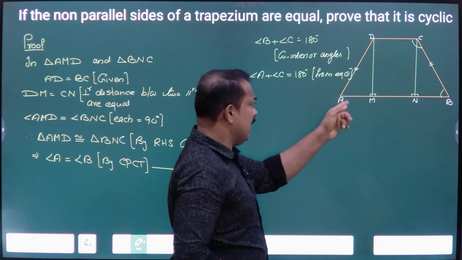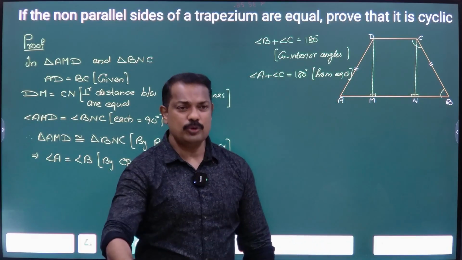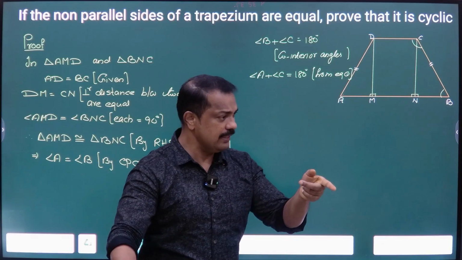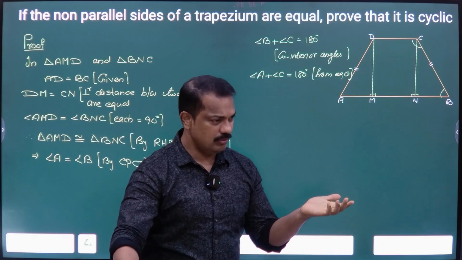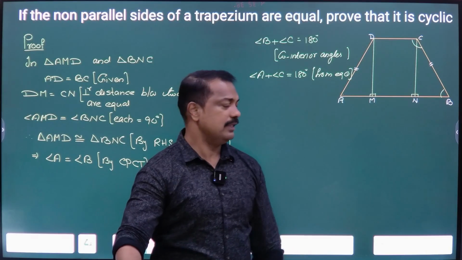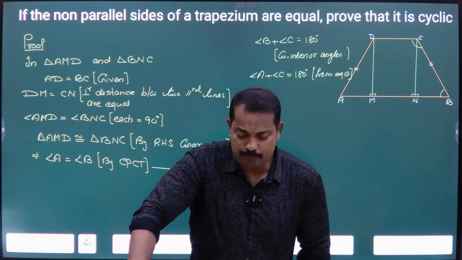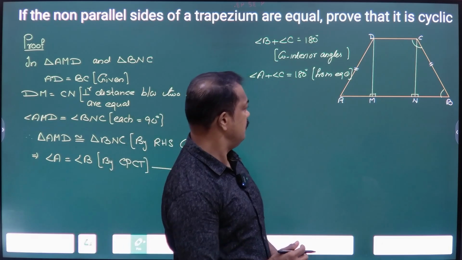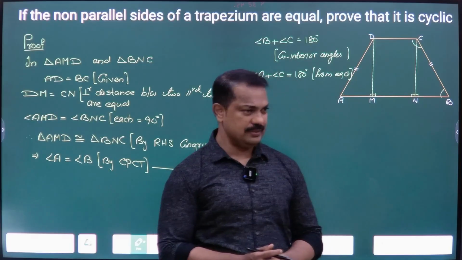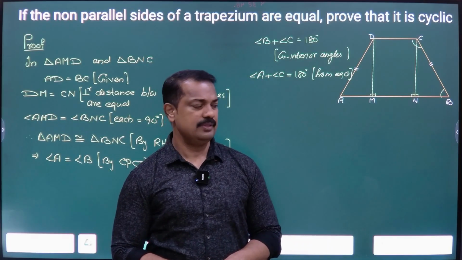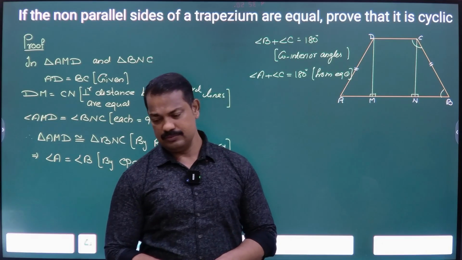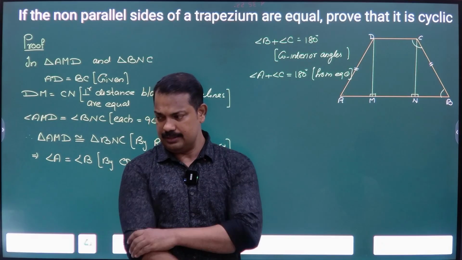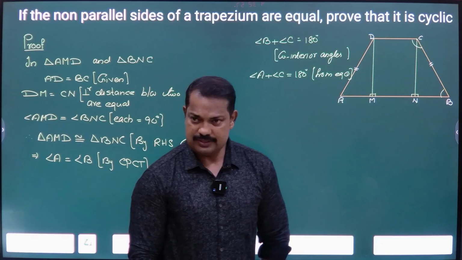Now look, angle A and angle C are opposite angles. What is the sum of angle A and angle C? 180 degrees. So we can say what? Cyclic quadrilateral. That is, the sum of the opposite angles of trapezium ABCD is 180 degrees. So ABCD is a cyclic quadrilateral.